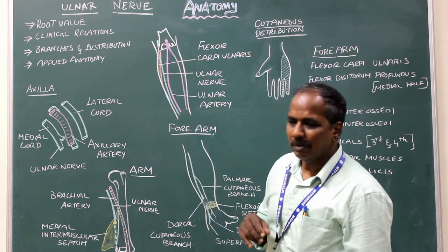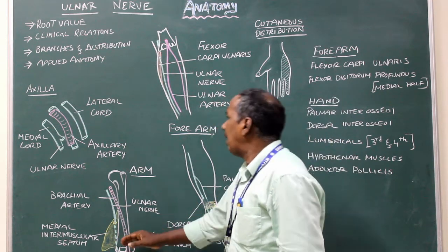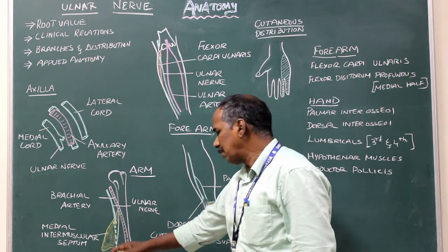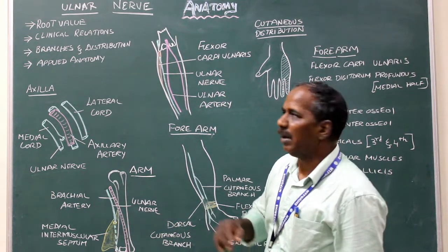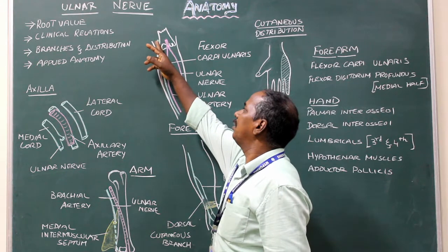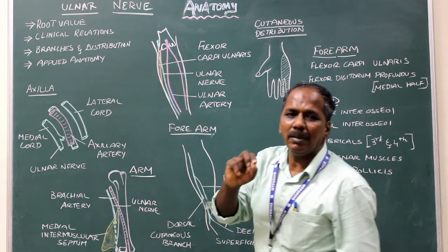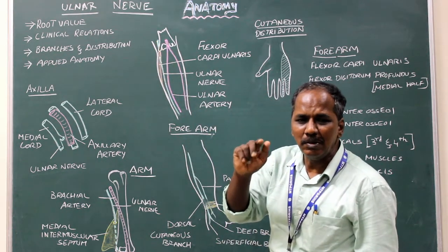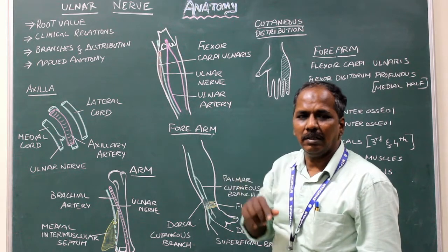At the elbow, it lies posterior to the medial epicondyle. See, the nerve runs behind the medial epicondyle. There is a groove where the nerve is running.